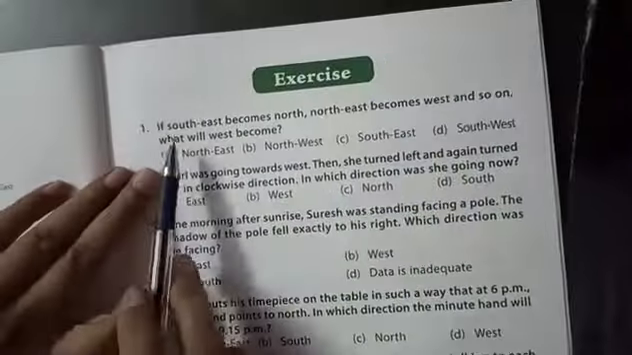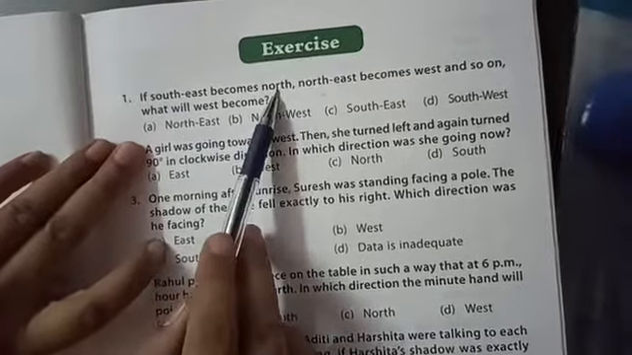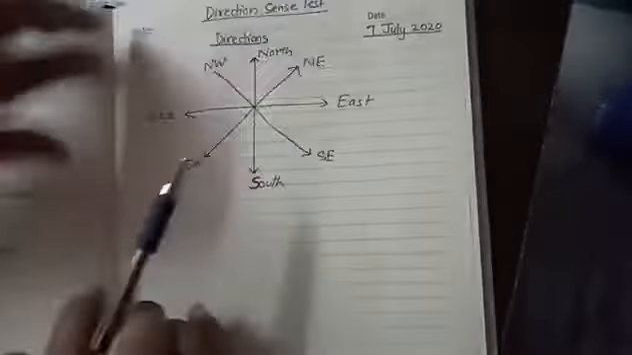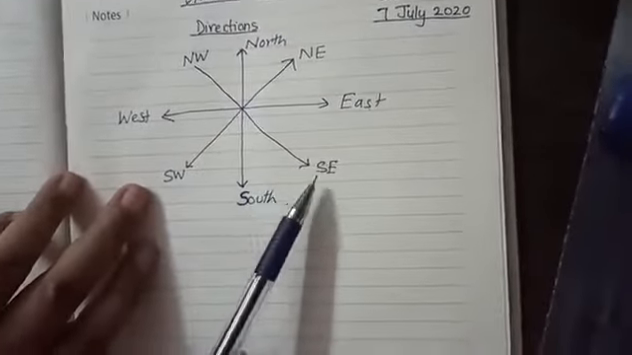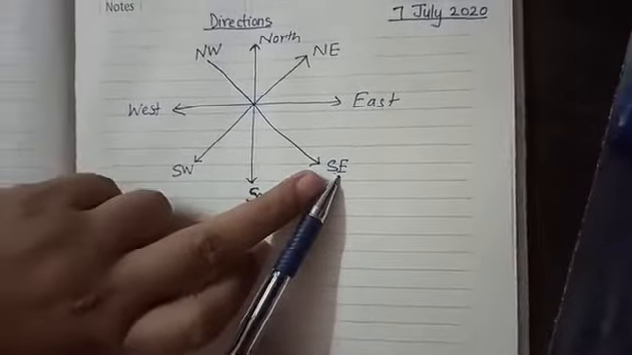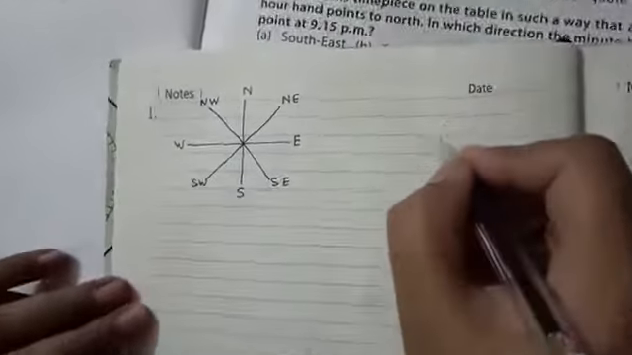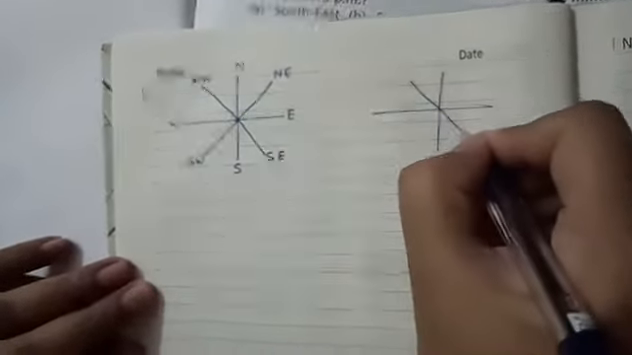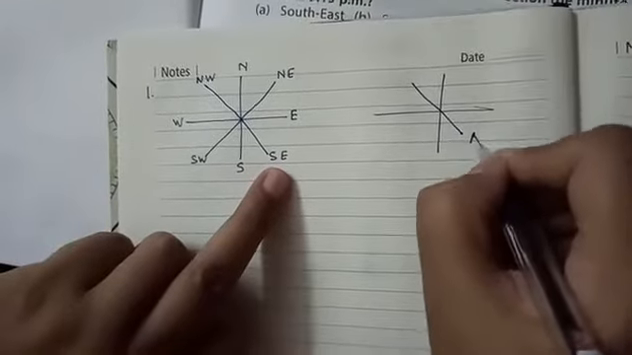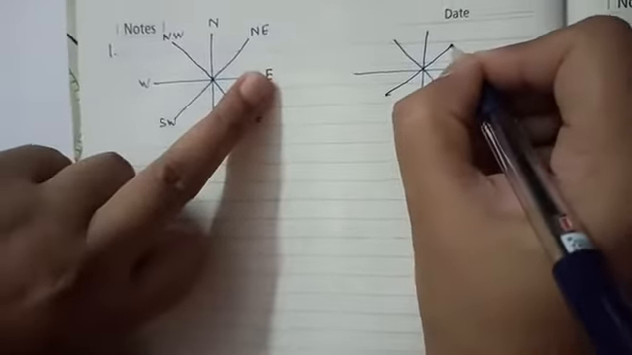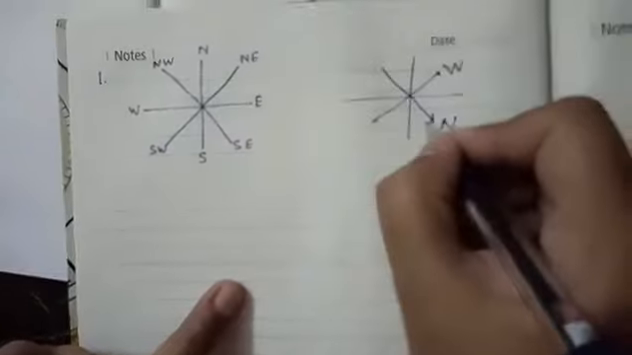The first problem is, if southeast becomes north, northeast becomes west, and so on, what will west become? So let's look at our direction compass. The question says, if southeast, this direction, becomes north, that means north is coming here. Let's mark it. So according to the question, the southeast direction becomes north, and northeast direction becomes west, what will west become?